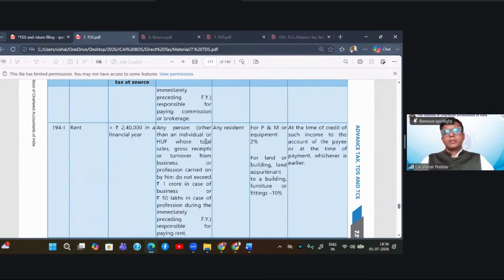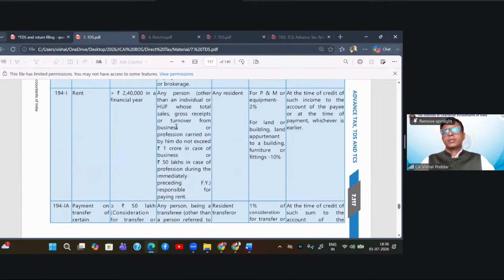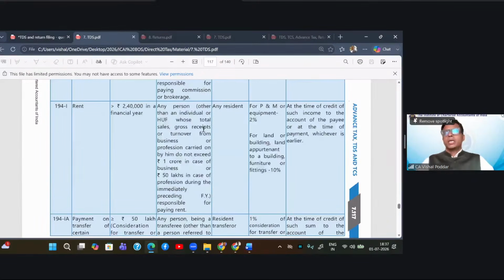Now 194I is applicable where the person who is making the payment, that is the payer, is any person other than an individual or HUF. And 194IB is applicable where the payer is an individual or HUF. Be clear, students, because in our case study, one person is an individual. But we have to understand when IB is applicable and when I is applicable. I is applicable where the person who is paying rent is other than an individual who is not covered in tax audit. Point is, in our case study, Mr. Kunal, who is an individual, is the receiver, not the payer of rent. I hope this is clear to y'all.